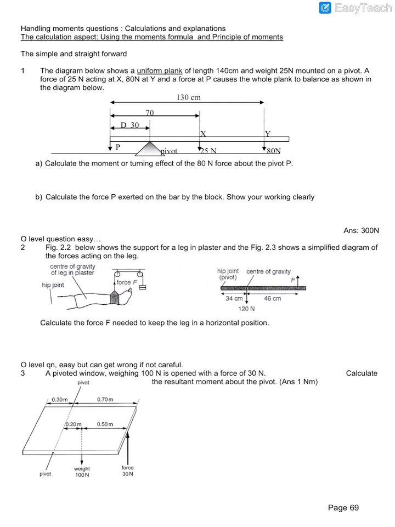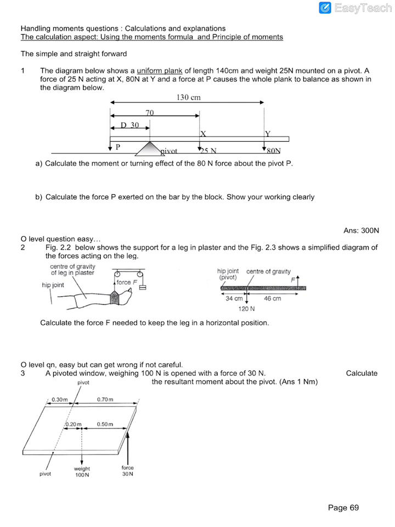It says there, the diagram shows a uniform plank, 140 cm, weight 25 newtons. When it says uniform, it tells you that the center of gravity is in the center, which means the weight of the plank acts on the center. So you see here the weight is 25 newtons, the weight of the plank.